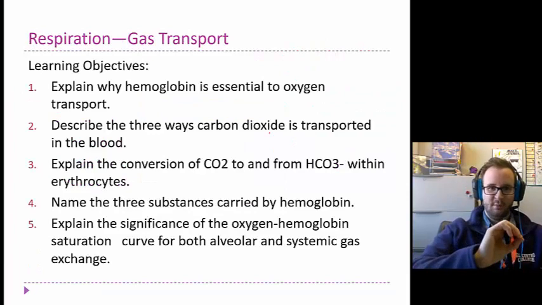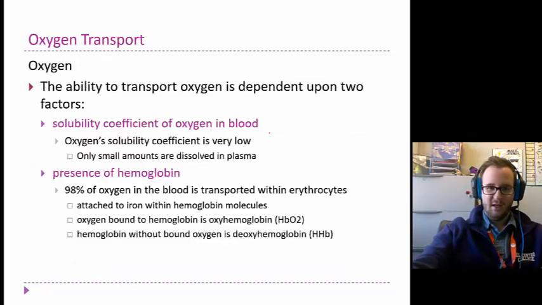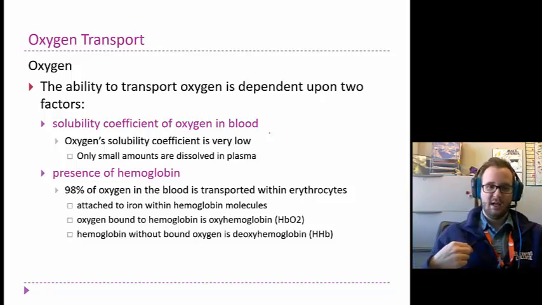I told you all to hang on to that little bit about gas laws, or Henry's gas law about solubility coefficients, because now we're going to bring that back up. Whenever we talk about gas transport, the solubility coefficient is very important. You will remember oxygen has a 24 times lower coefficient than carbon dioxide. This means that oxygen is not very soluble in fluids. But fluids are our way of getting oxygen from point A to point B, which are all of my tissues.